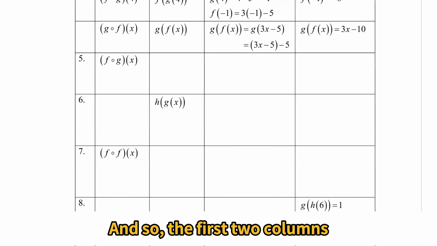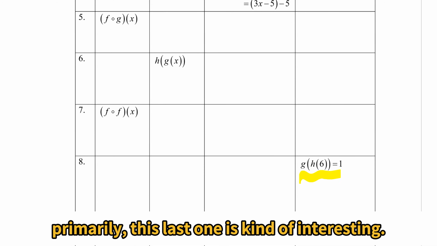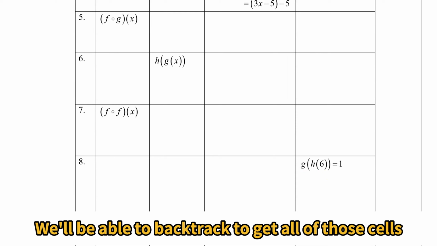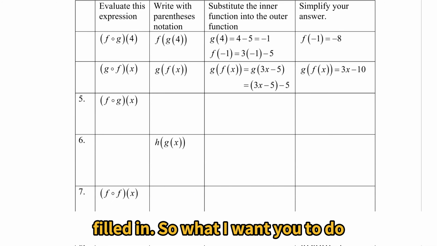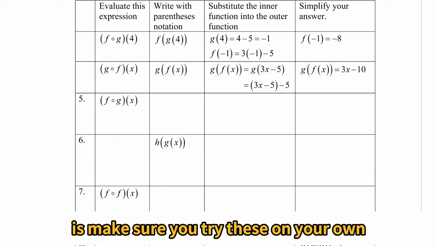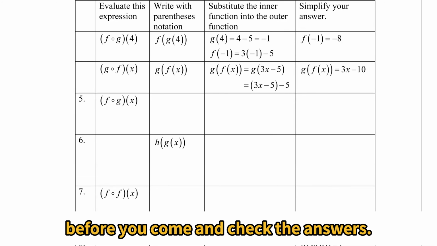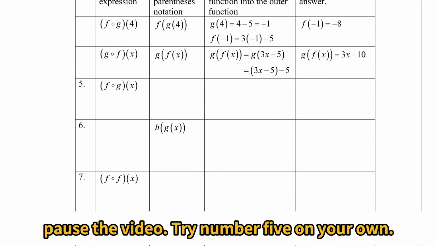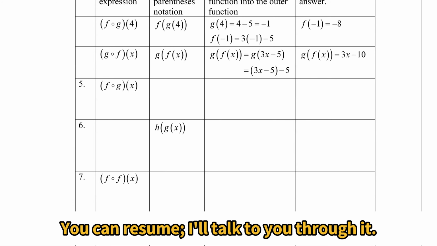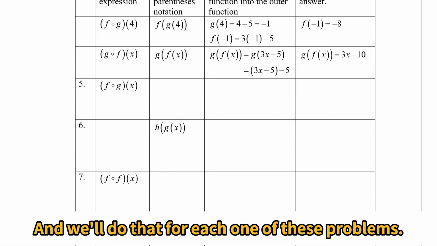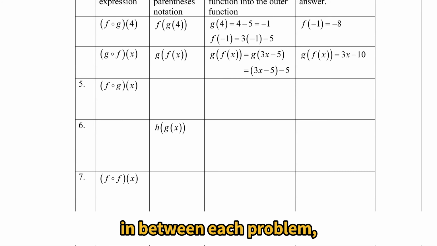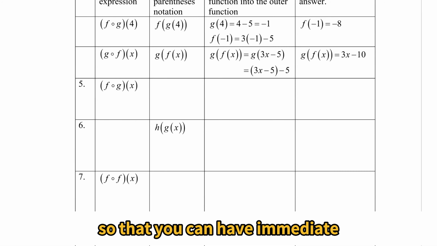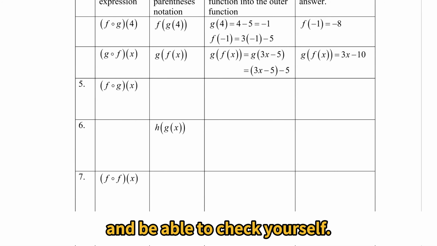Notice that different things are filled out in each one of these rows. And so the first two columns primarily, this last one is kind of interesting. We'll be able to backtrack to get all of those cells filled in. So what I want you to do is make sure you try these on your own before you come and check the answers. So if you're at this point right now, pause the video, try number 5 on your own. You can resume, I'll talk you through it, and we'll do that for each one of these problems. But do make sure that you pause in between each problem so that you can have immediate feedback on your work and be able to check yourself.